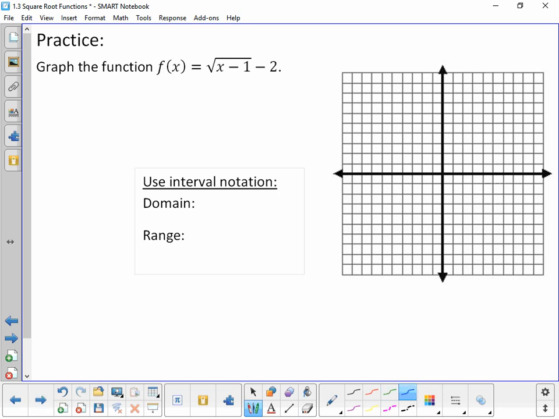So our first function, f of x equals the square root of x minus 1, minus 2. We've got a minus 1 inside the radical, and we've got a minus 2 outside that radical.